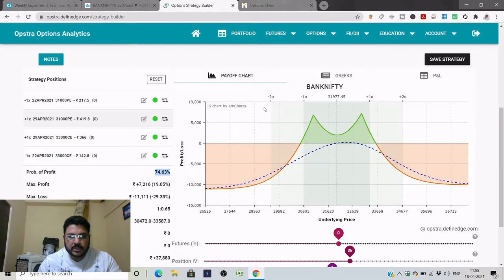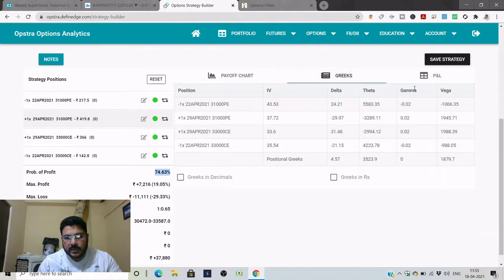So how the position will look: say I've sold the 31,000 put of 22nd April and bought the 31,000 put of 29th April. Sold the 33,000 call for 22nd April and bought the 33,000 call of 29th April. So what will happen to the Greeks? Gamma is completely zero, so no matter how wild the movement, you're not going to lose money. Vega is positive for you, theta is positive for you, delta is a little bit higher on the positive side.